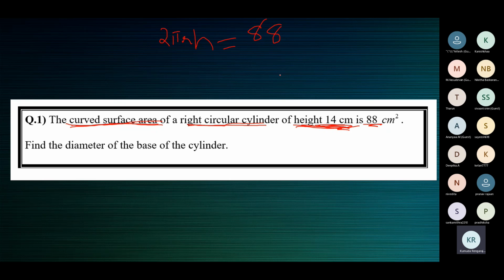Why 2 pi RH? Because that is the formula to find the curved surface area of a cylinder. CSA is equal to 88, that's given. And what is CSA? 2 pi RH. 2 pi RH is equal to 88. And the value of pi we know. Pi is a constant, 22 by 7. 2 into 22 by 7 into R, which we don't know, into H. H is known. Height of the cylinder is 14. So into 14 is equal to 88. So on solving this equation, you can find the value of R and hence you can find the diameter of the cylinder.